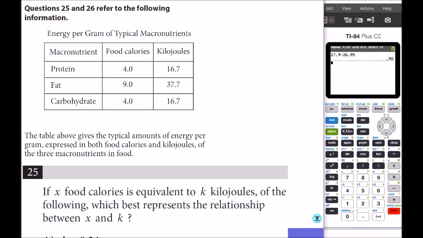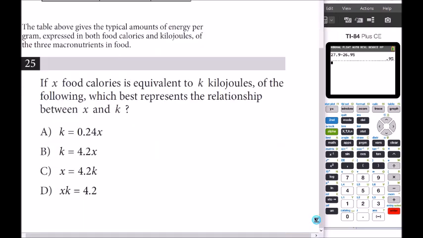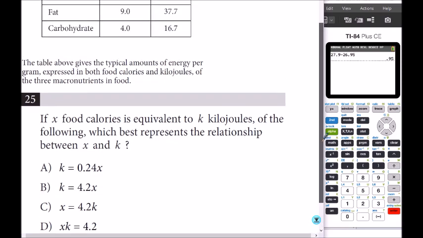25. If x food calories is equivalent to K kilojoules, which of the following best represents the relationship between x and K? So x is the food calories, and this is K. So what is the relationship? Are we looking for a ratio?